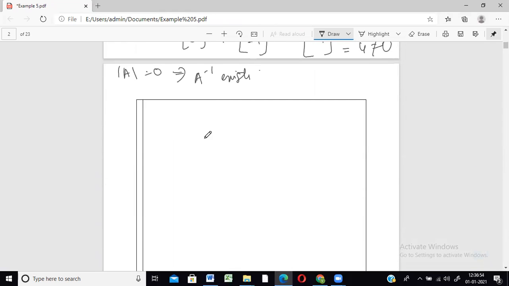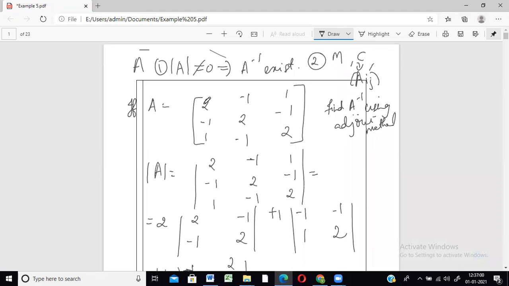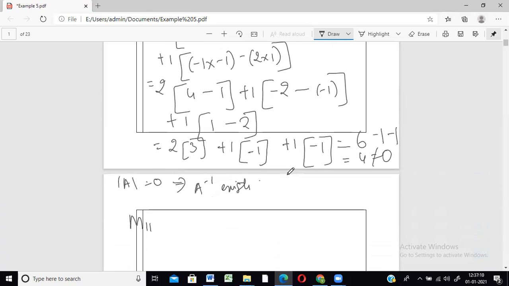So what is minor, meaning for M11? What is M11? First row's first element. First column, first row's first element. Right? This element. Now this row and this column, this matrix lies, no? So ignoring this, whatever remains, 2 minus 1 minus 1 2. Yes, so that is nothing but 2 minus 1 minus 1 2. What is the value of this? 2 minus 1 minus 1 2 is nothing but that is equal to 3. Correct? This we have already found out.